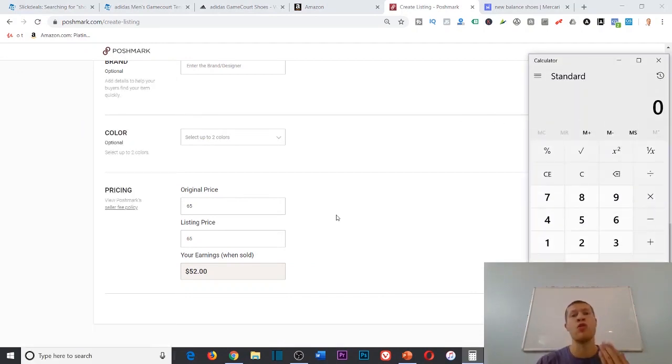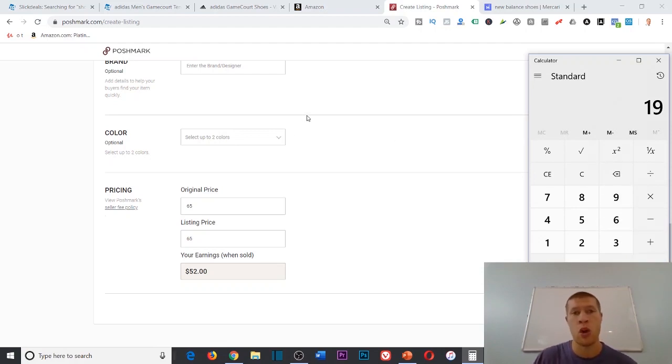I'm telling you, new shoes flip on Poshmark super fast. So 65 minus, I already forget what it was, 33 bucks, although I'm pretty sure I bought that for 26, but we'll just go for 33. And that's a profit margin of $32 right there. Oh, sorry, it was 52, my bad. 52 minus 33 bucks is a profit margin of 19 bucks right there.